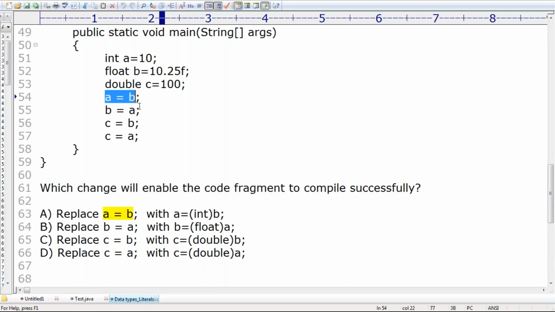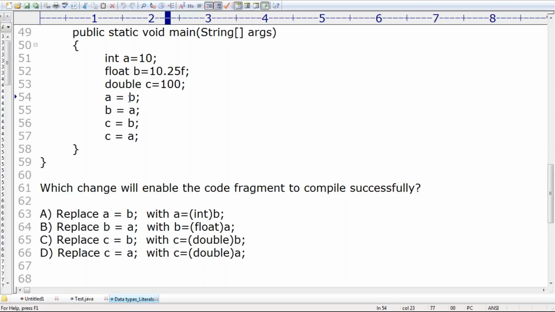Okay, one problem. Is A equals B allowed or not? I mean, I'm assigning the A value to B. Allowed, because int to float is acceptable. B to C means float to double is acceptable. A to C means int to double is acceptable. So the total problem is with this line only. Correct or not?